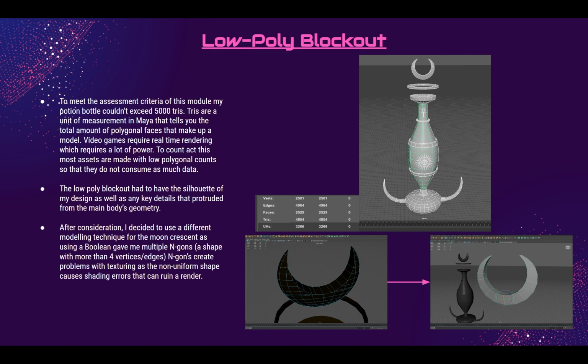The low poly blockout had to have the silhouette of my design as well as any key details that protruded from the main body's geometry. After consideration, I decided to use a different modeling technique for the moon crescent, as using a Boolean gave me multiple n-gons, which are a shape with more than 4 vertices or edges. N-gons create problems with texturing, as the non-uniform shape causes shading errors that can ruin a render.